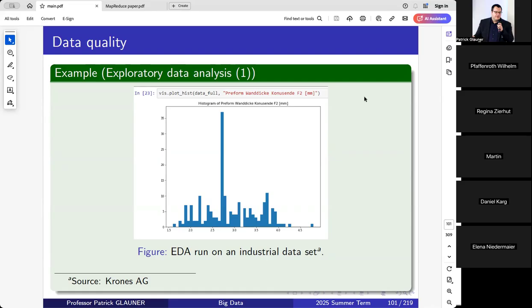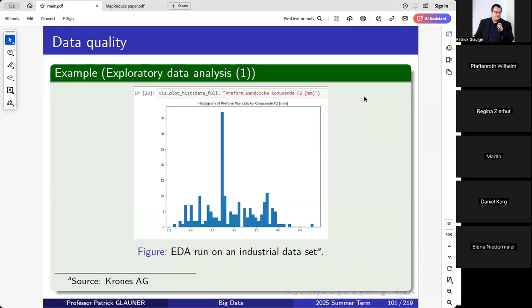So I have some real-world data here. It's actually from Krones Group, a huge company based close to Regensburg. What they build are bottling lines. I was in charge of AI at Krones before I got my professorship here and set up a corporate competence center for AI, and we enabled the organization to take advantage of AI.